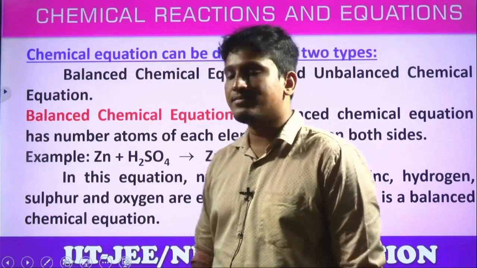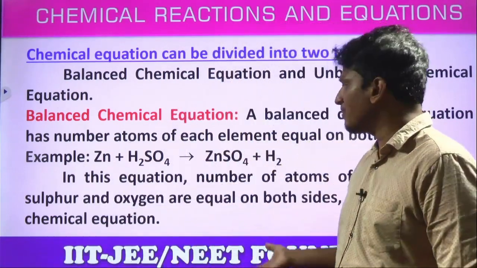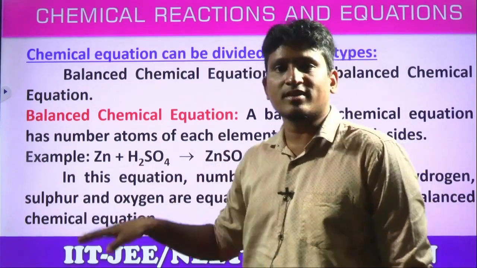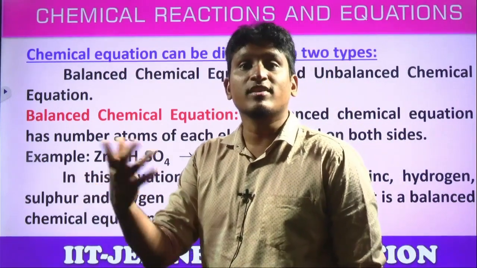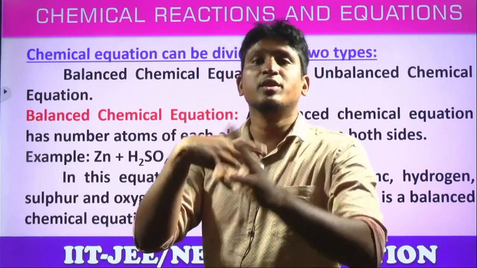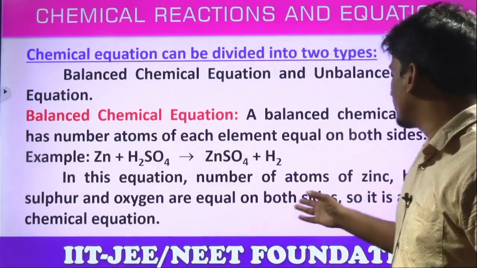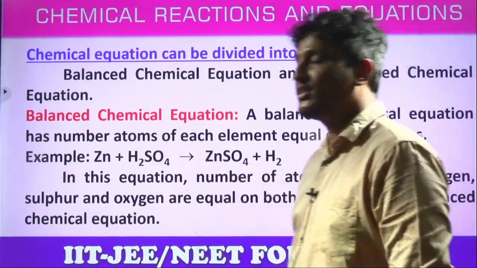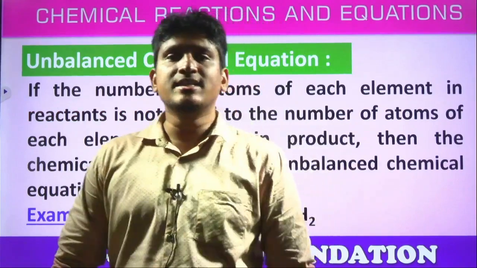Ultimately, the number of atoms on the reactant side is equal to the number of atoms on the product side. Does it mean the compounds are same on the reactant and product side? No. Then what is the difference? Bondings are different. The atoms which are bonded together to form a new substance, that is different. So in this equation, the number of atoms of zinc, hydrogen, sulfur and oxygen are equal on both sides. So this reaction is called a balanced equation.